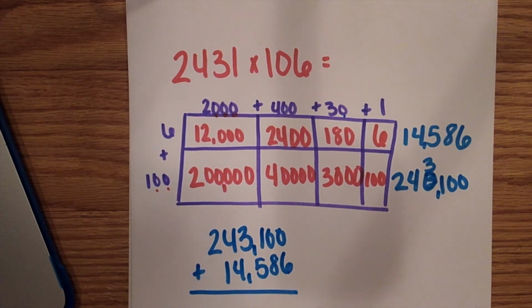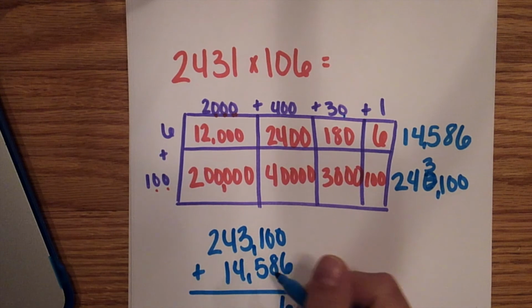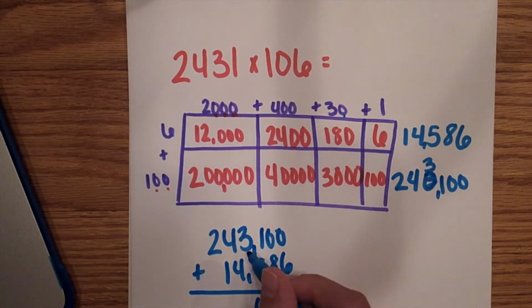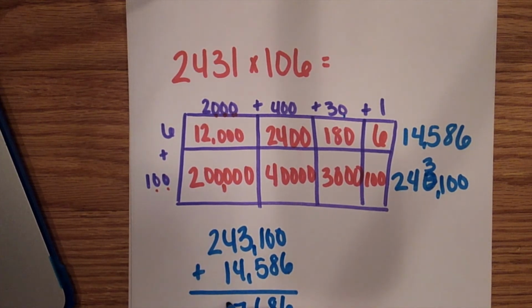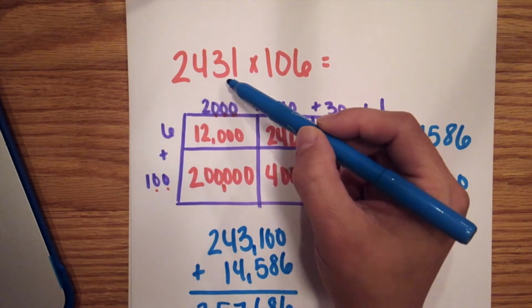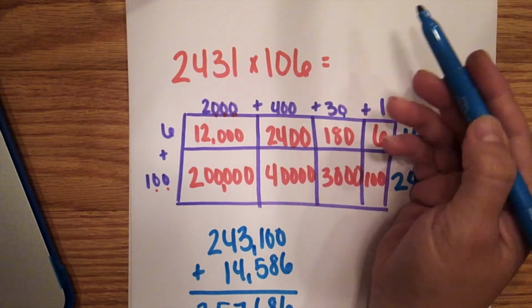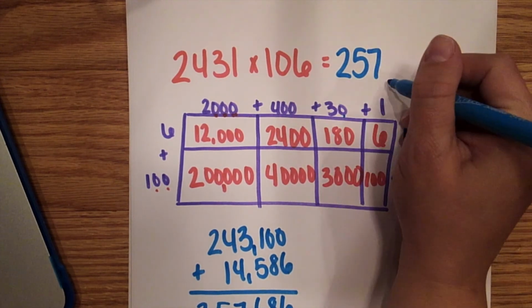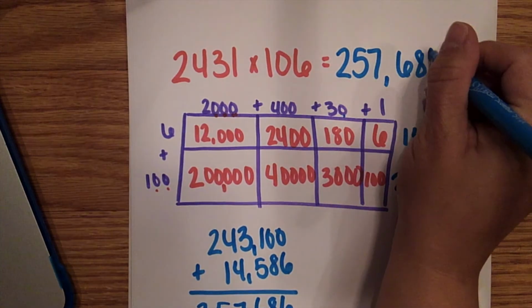numbers together. 0 plus 6 is 6. 0 plus 8 is 8. 1 plus 5 is 6. 3 plus 4 is 7. 4 plus 1 is 5. 2 plus 0 is 2. And now we have a product. 2,431 times 106 is 257,686.